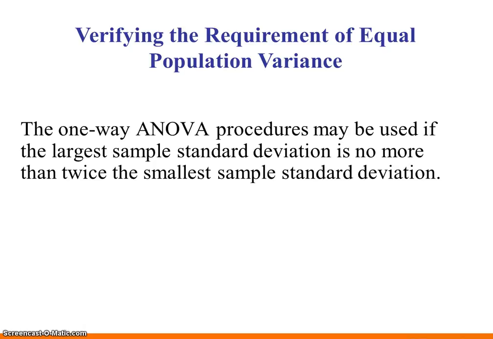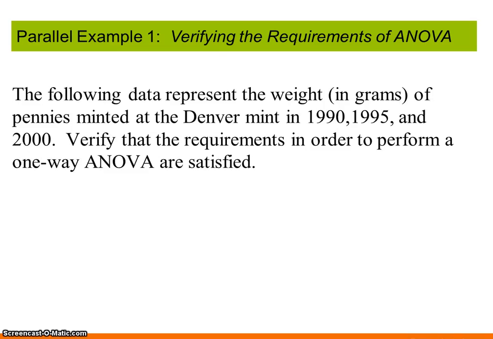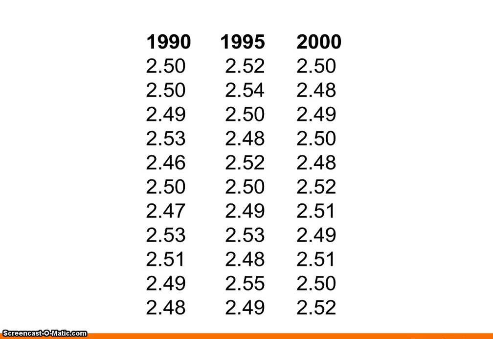So let's look at an example here. So let's look at some data of the weights in grams of pennies minted at a Denver mint in 1990, 1995, and 2000. Verify that the requirements in order to perform a one-way ANOVA are satisfied. So here are the weights.